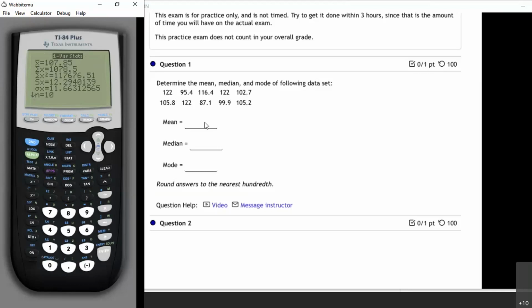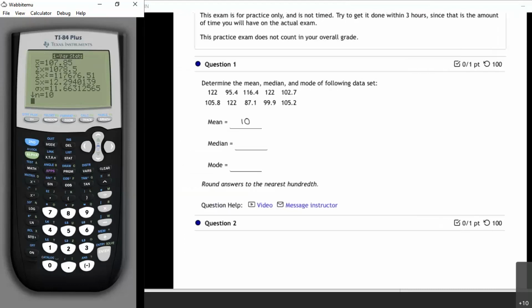And it tells me, again, my mean is 107.85. Again, you have to remember that X bar is your mean. That's your sample mean. The median, if you scroll on down here, this little arrow means there's more below. Remember I talked to you briefly about quartiles. Quartile 1 is your 25th percentile. So with quartile 1 meaning 99.9, what that means is 25% of your scores are below this value.